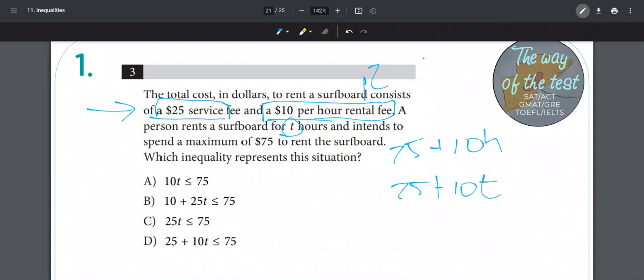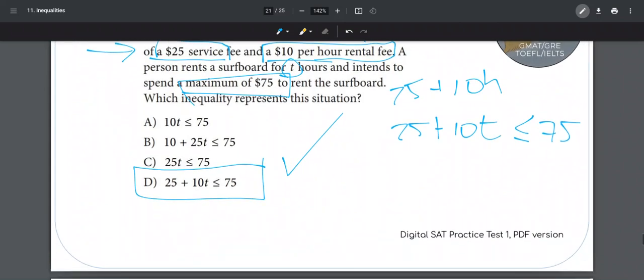And intends to spend a maximum of 75. If it's a maximum of 75, it means 75 is the maximum. So we want values that are below. So it's going to be less than or equal to $75, which is alternative D. Pause the video, copy if you have to copy. We're going to do the next one.